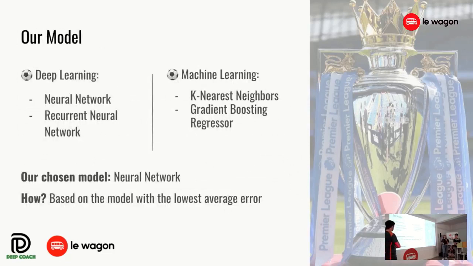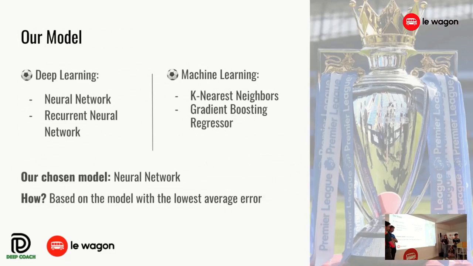For our model, we decided to take only 30 features out of the 40, and we tried different deep learning and machine learning models, but the one with the lowest average error was the neural network model. So what is a neural network model?